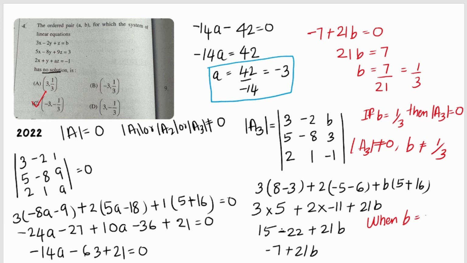When b equals minus 1 by 3, it means no solution. I hope this concept is clear.